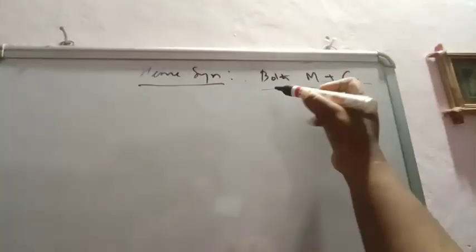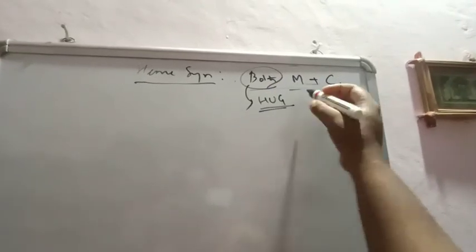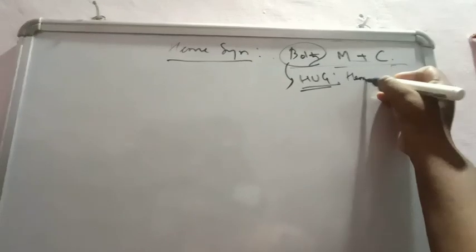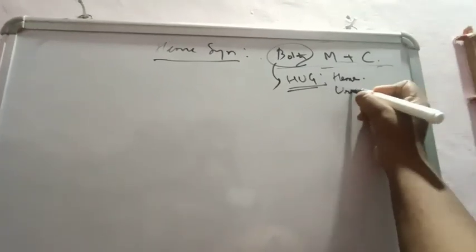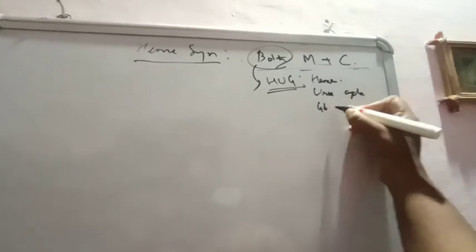Yes, it has a mnemonic. The mnemonic is HUG. There are three pathways: H, U, and G. H is heme synthesis. U is obviously the urea cycle. And G is gluconeogenesis.